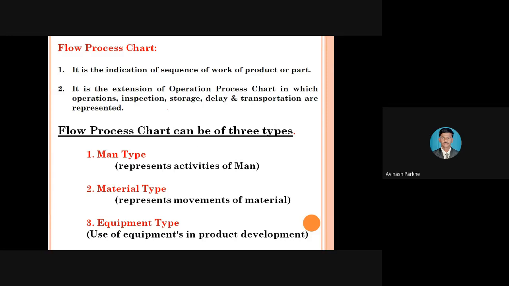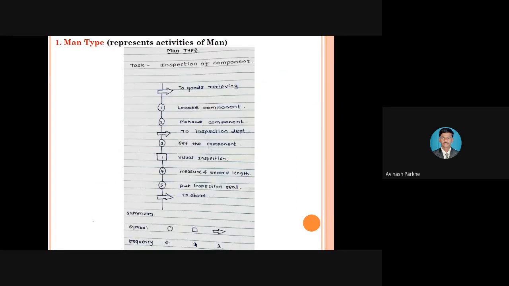Or we can say that this flow process chart is the extension of the operation process chart, and it is further divided into three main types, that is man type, material type, and equipment type. The man type means whatever movements and activities are taking place by that particular man during the operation, only the activities of that man are represented by this man type of flow process chart.